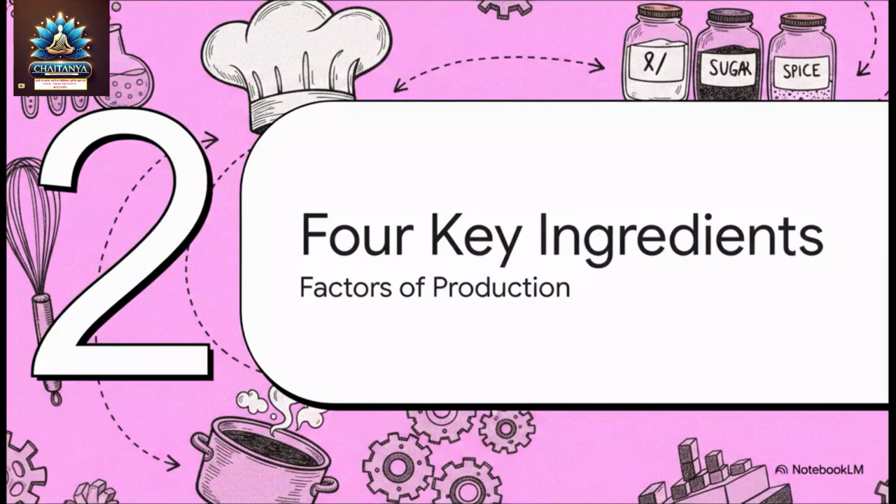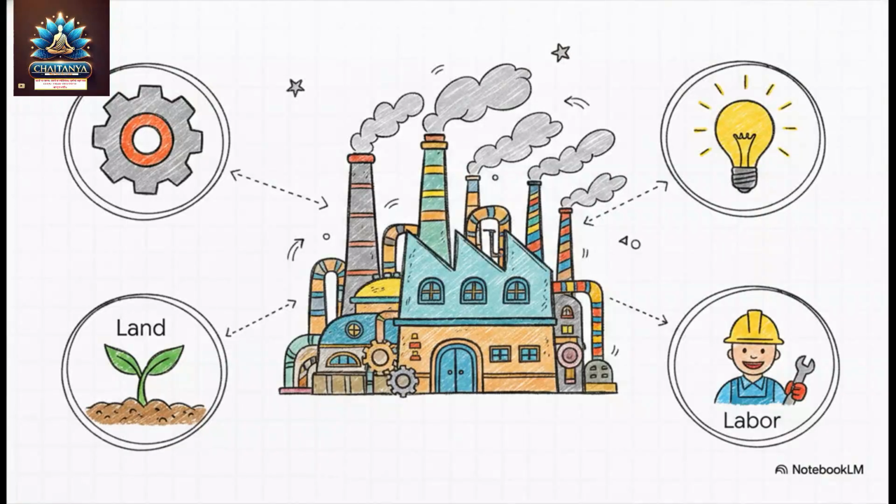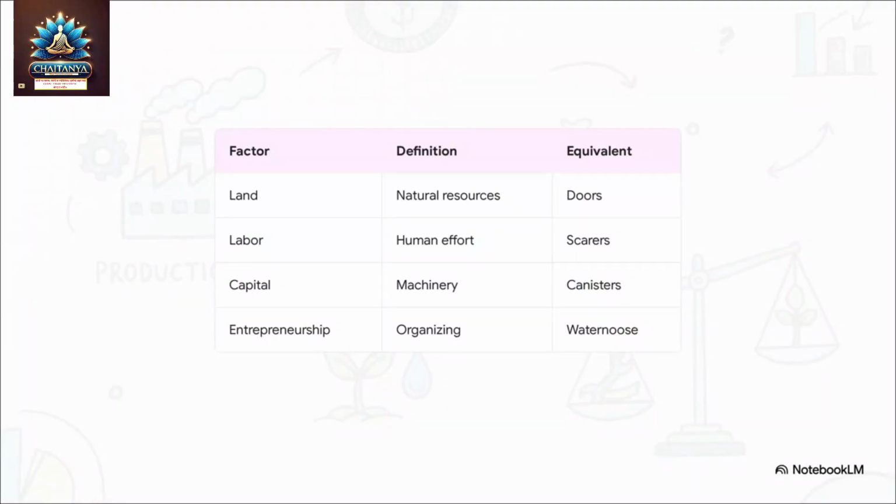Section 2, the 4 key ingredients, also known as the factors of production. So, if production is a recipe, we absolutely need to look at the foundational building blocks required to make literally any good or service. To make sense of these somewhat dry economic terms, we're going to use a highly relatable pop culture lens, the movie Monsters, Inc. Think about it. In the film, they run this massive factory just to generate energy for their city. And this brilliantly illustrates our 4 ingredients.